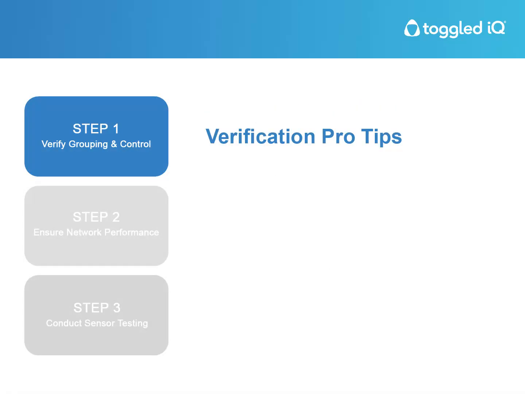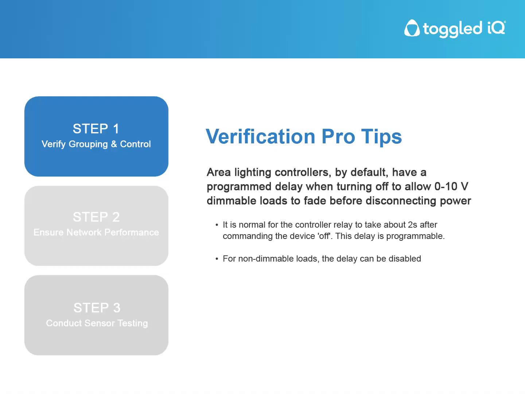Verification pro tips. Area lighting controllers, by default, have a programmed delay when turning off to allow 0 to 10 volt dimmable loads to fade before disconnecting power. It is normal for the controller relay to take about 2 seconds after commanding the device off. This delay is programmable. For non-dimmable loads, the delay can be disabled.